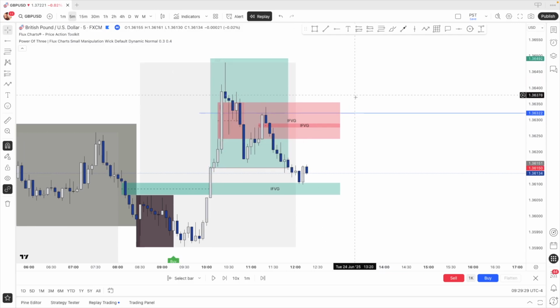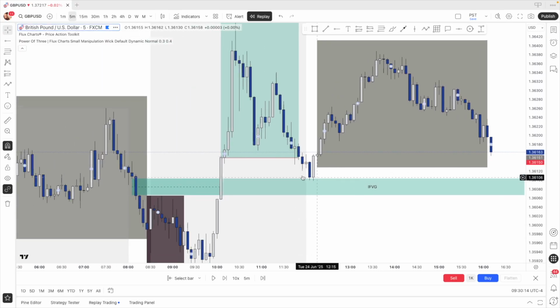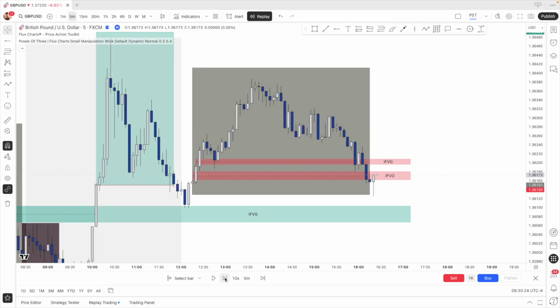So let's look at the next example. All right, so here's the next example, actually just after this trade, after we came into this inverse fair value gap as a retest. So now remember the gray box is accumulation. Now we're waiting for the manipulation to happen.